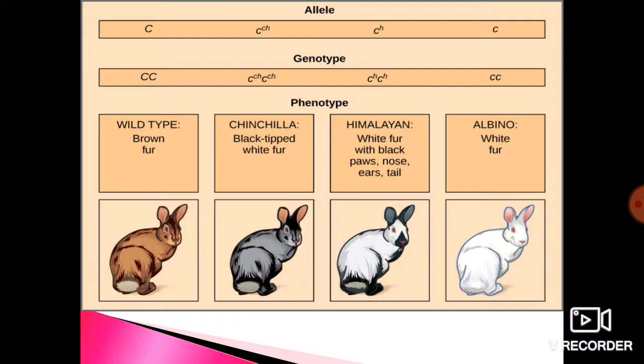So that is how a single gene called the C gene for coat color in rabbit had mutated into 3 forms, totaling with the wild type 4, and that is what is known as multiple allelism.